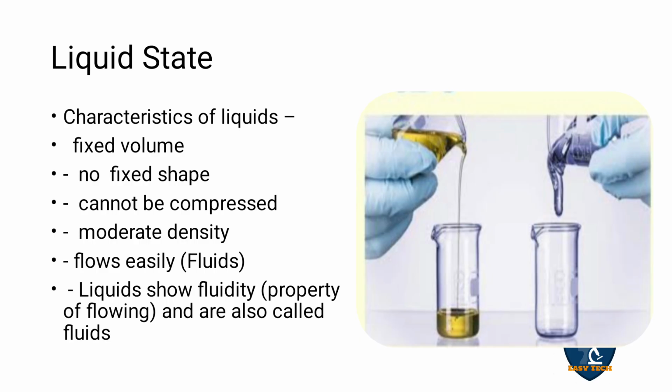Liquid state. So we have completed the solid state. Now we are going to see the liquid state characteristics. Liquid has a fixed volume. You go to a shop and get 1 liter of oil. Oil is in liquid form, but you are given a fixed volume. Fixed volume means 10 liters or 1 liter, like that. You are fixing the volume. So that means the liquid has a fixed volume.